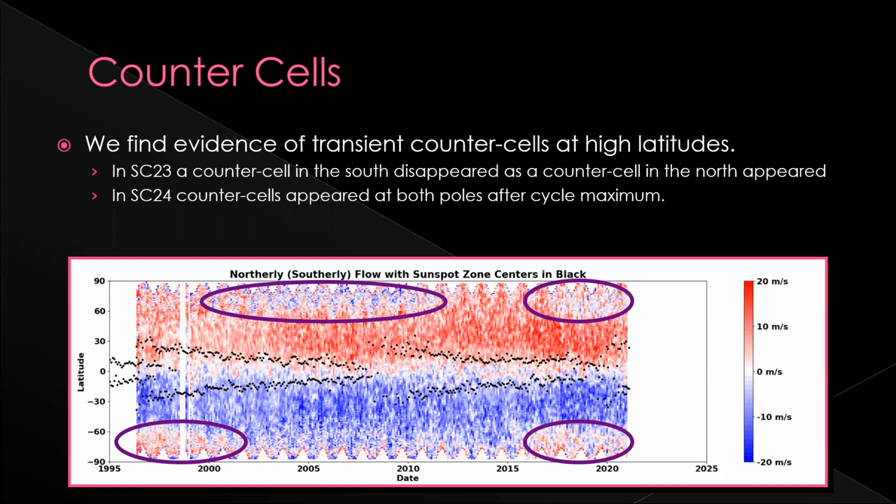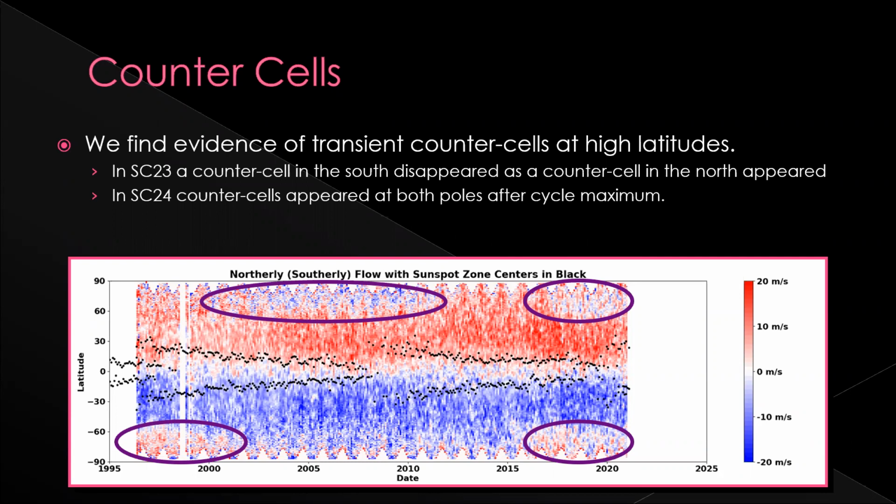And we were concerned that this might have been an instrumental artifact, and so we weren't sure if we could really believe it. But now that we're seeing these countercells reappear in solar cycle 24, I think we need to take another look at this. This was very surprising, and I think this really emphasizes the fact that we really need to get to the poles and get better measurements of these high latitude flows.